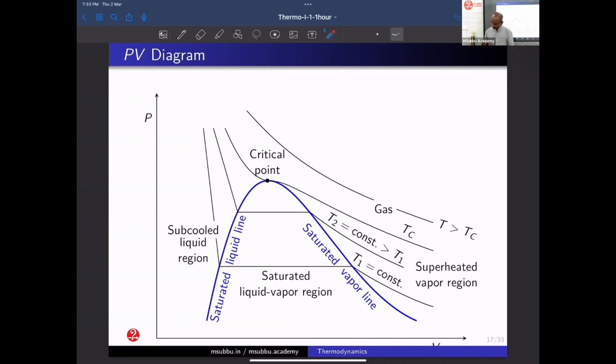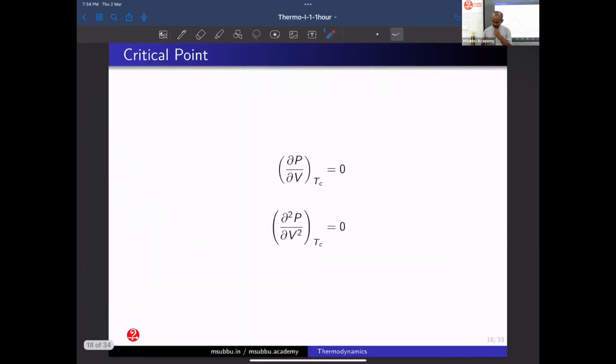Now, we have these constant temperature lines at increasing temperatures. At the critical point, this horizontal line simply turns to a point. There is a condition at the critical point that we'll see in the next slide. This is what is called a saddle point. Why is it called a saddle point? There is a sudden change in slope at the saddle point. Okay, we'll discuss that later.